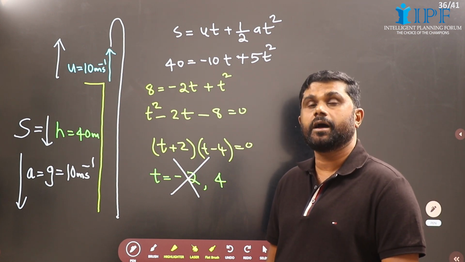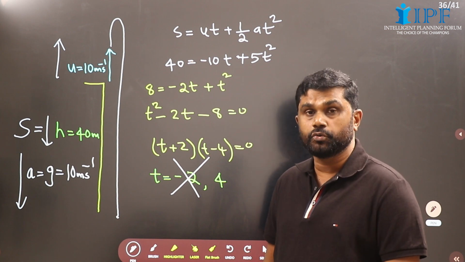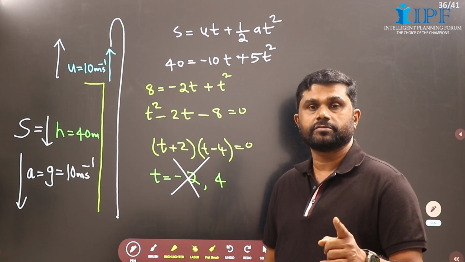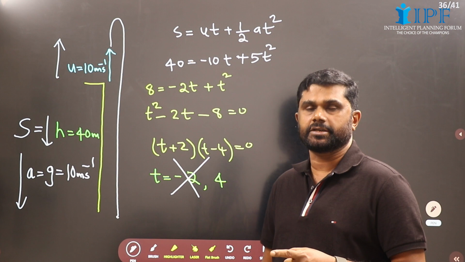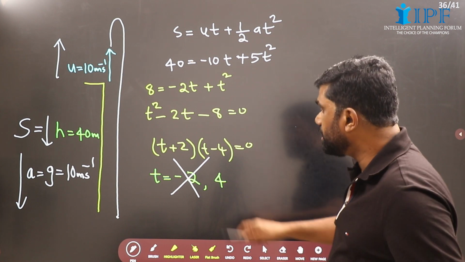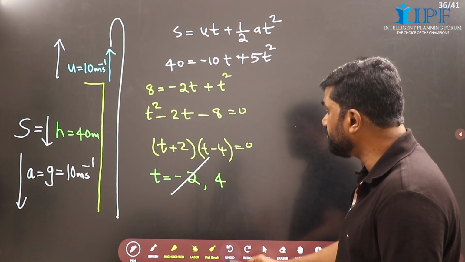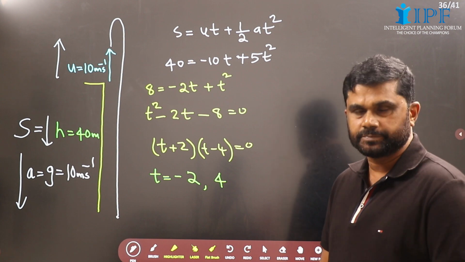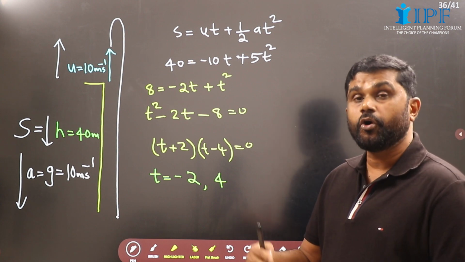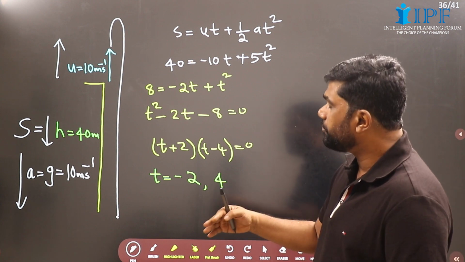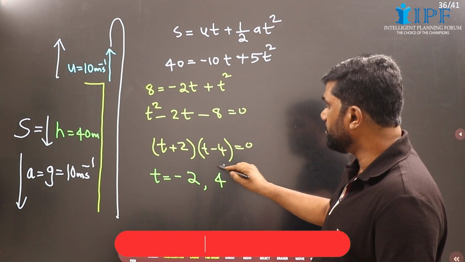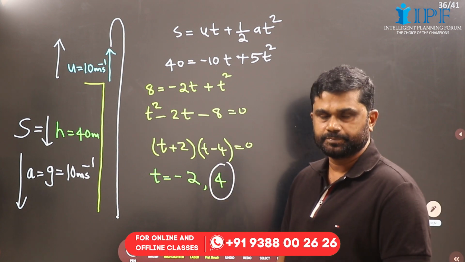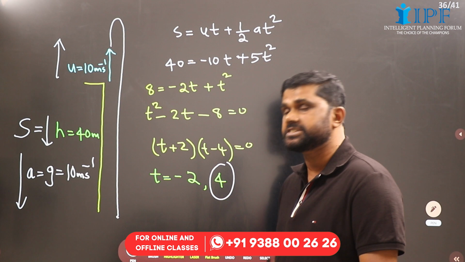In the beginning of the lecture I told you time can be negative, but time interval cannot be negative. So you should not discard this value. This has some physical significance. Of course, after projecting, after 4 seconds, the body will be at the foot of the tower. That is true. What is the significance of this negative sign?